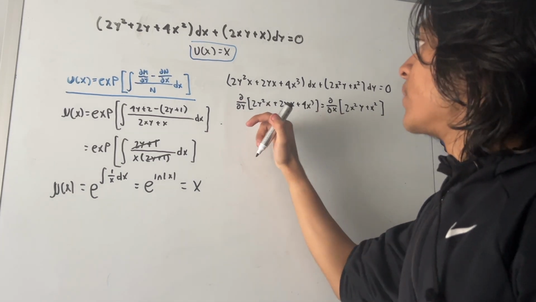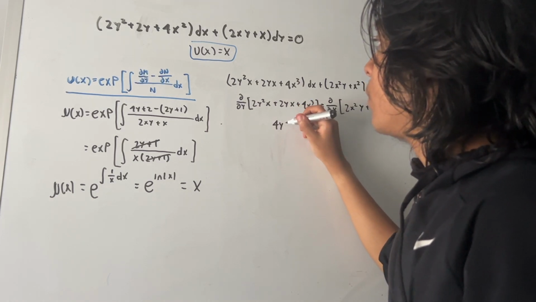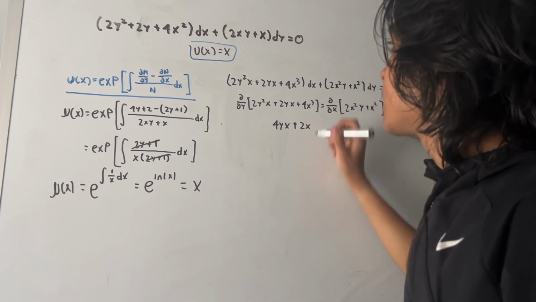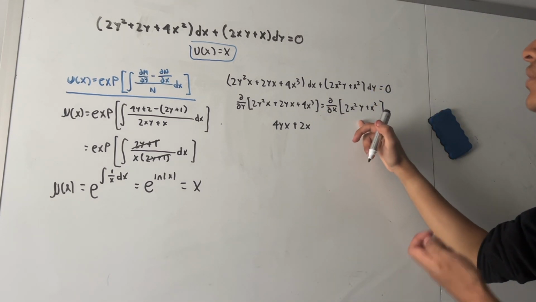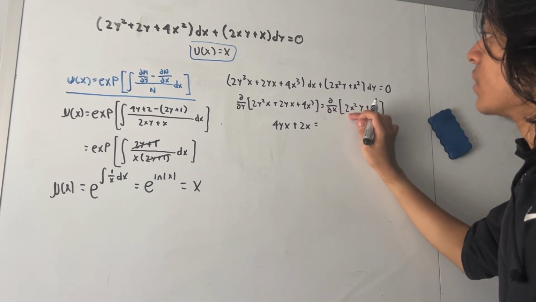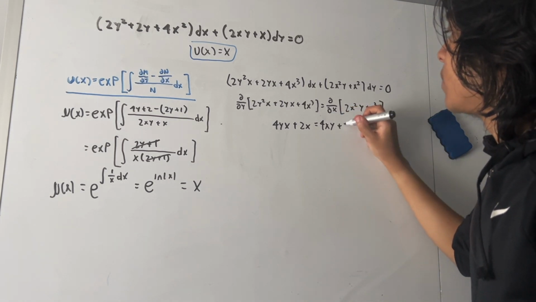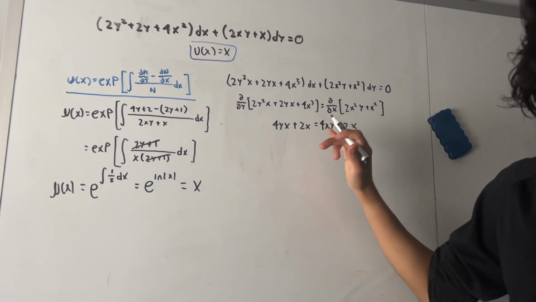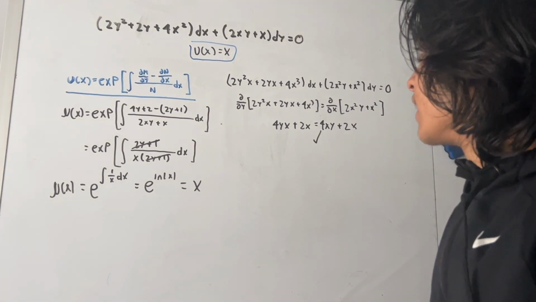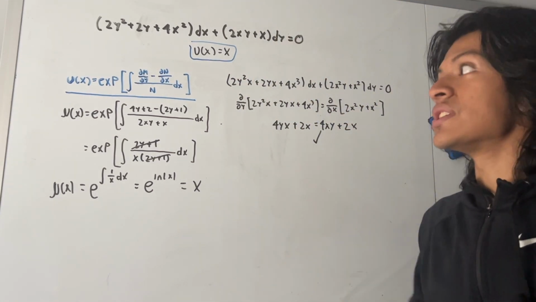On the left side, if we take the derivative with respect to y, we get 4yx plus 2x. And on the right side, if we take the derivative with respect to x, this 2 comes down, so we get 4xy plus 2x. And as you can see, they're equal, so there is an exact solution. And yeah, you can pretty much use that integrating factor to figure out the solution to this differential equation.